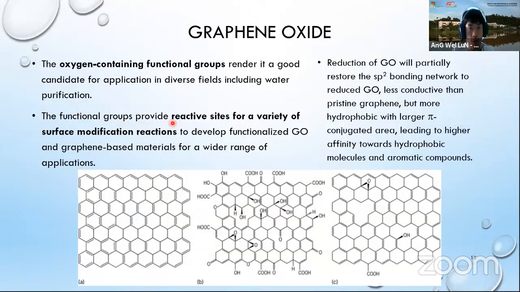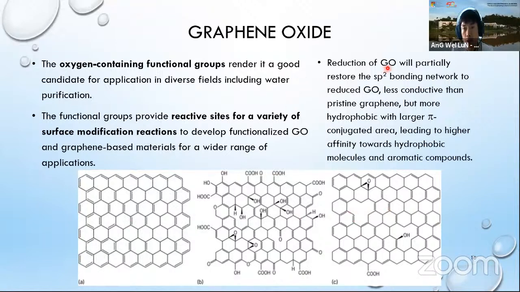The functional groups provide reactive sites for a variety of surface modification reactions to develop functionalized graphene oxide and graphene-based materials for a wider range of applications. So because you have these functional groups, it is more reactive, and you can easily manipulate or decorate it or react it with other materials to obtain composite materials, compared to graphene, where you don't have any reactive functional groups. So it will be very difficult for you to modify it.